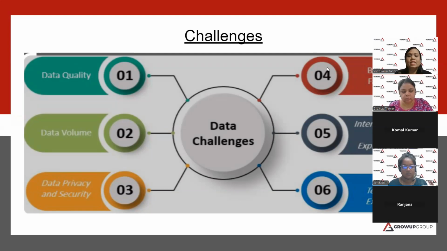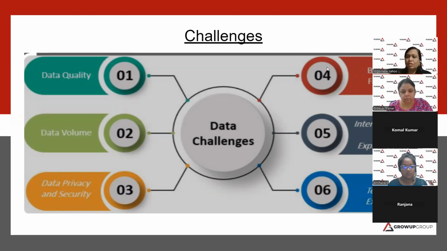So the first is data quality. As we know, we have a huge volume of data. To maintain the data quality, and to provide as per the user experience, user command or user requirement, to provide accurate, authentic data, to refine the data from the huge amount of data, is a challenge for curated AI.